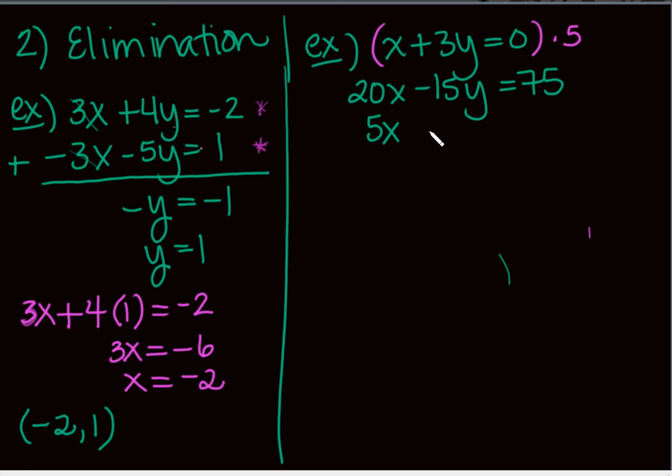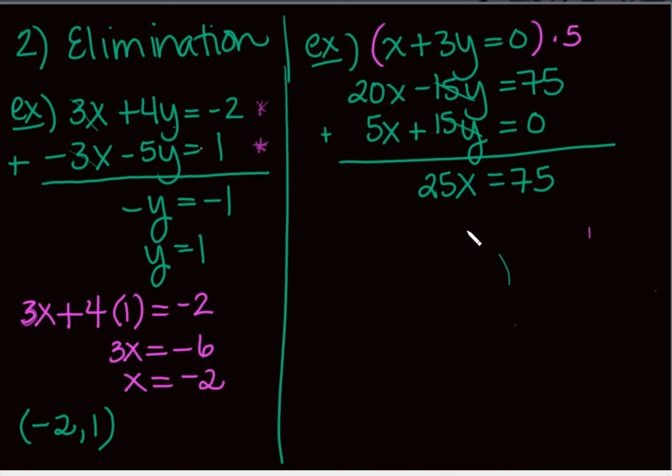So I would get 5x. Now look at why I wanted to do that, because I get a positive 15y and now those y's are going to cancel. 0 times 5 is 0 last time I checked. So I'm going to add these two equations. I get 25x, these guys cancel, equals 75. And so I get x equals 3.